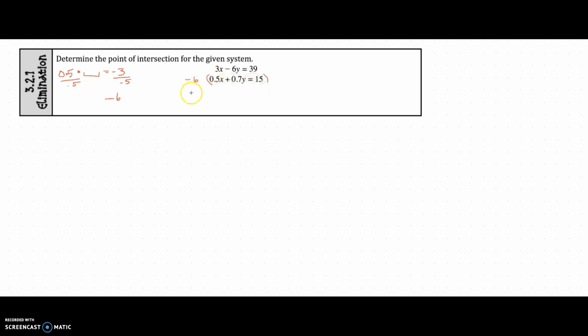So we're going to multiply everything in this equation, and we're going to write our new one off to the side. So -6 times 0.5 gives me -3x. -6 times 0.7 gives me -4.2y. And -6 times 15 gives me -90. Then nothing changes with the top equation. I'm just going to bring it over here so I can start elimination.